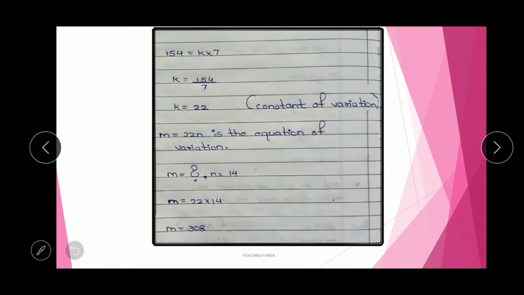Now M is being asked and N is given. N is equal to 14. So same way, same formula. Here I have not written the formula again. M is equal to K N. This is the formula. Replace the values. K we got 22, N is given 14, M is equal to, calculate 22 into 14, 308.